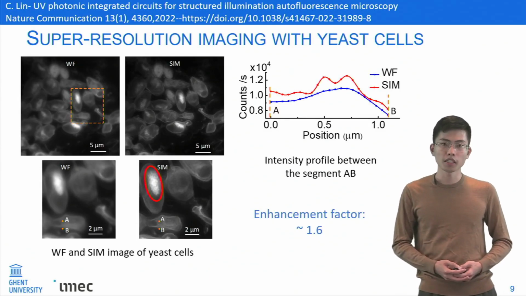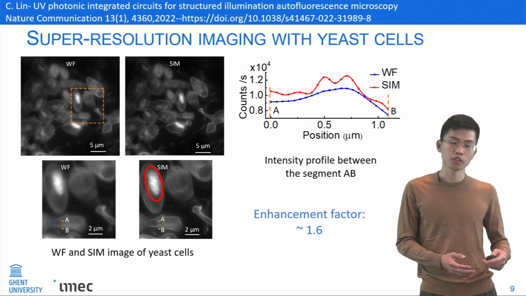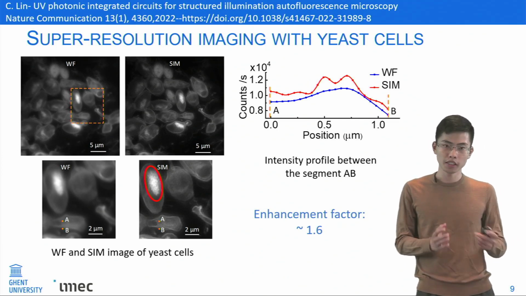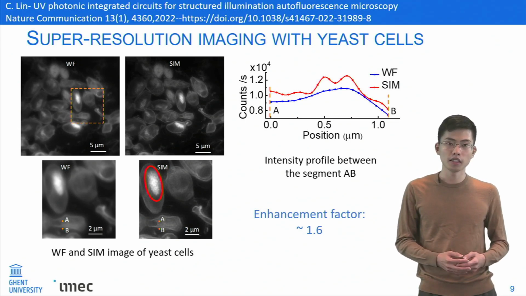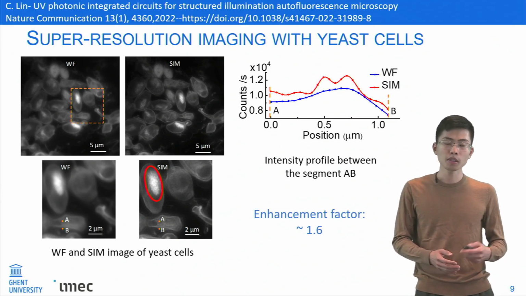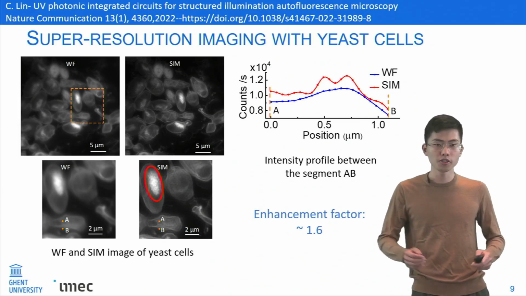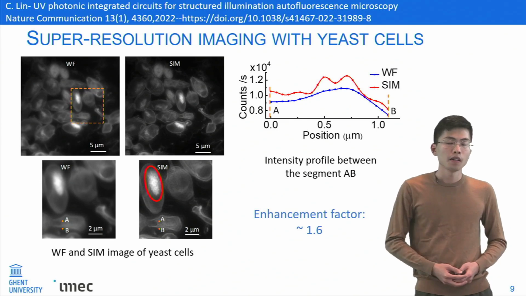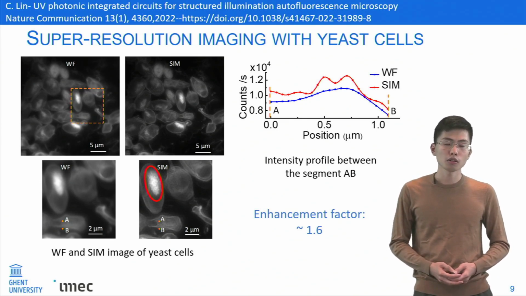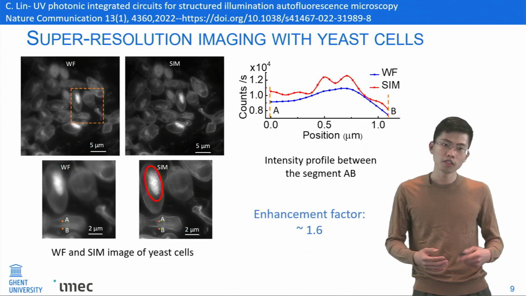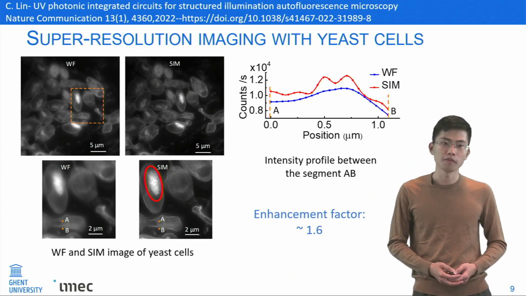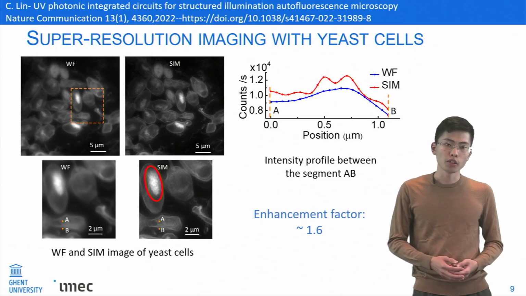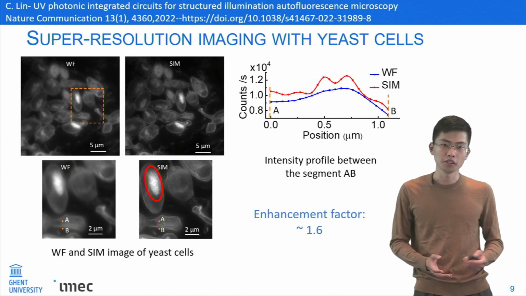Furthermore, we have applied our proposed method to biological cells. Here we image the autofluorescence of NADH molecules inside yeast cells. Similarly, we can resolve more features, especially in the highlighted area, and the intensity profiles along segments A and B also verify this clear resolution improvement. With this sample, we estimate a resolution enhancement by a factor of 1.6.